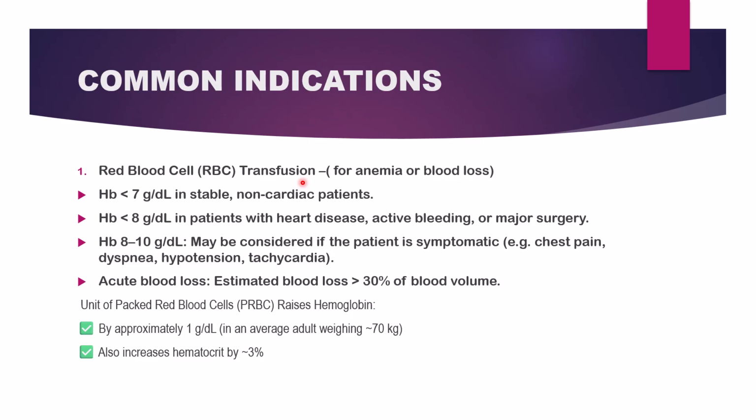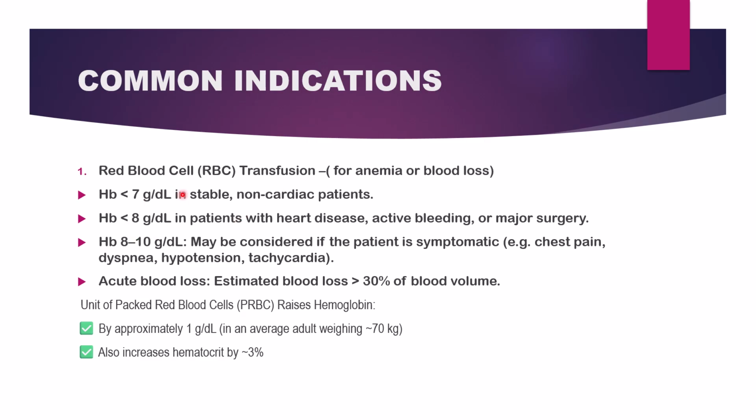So commonly the red blood cell transfusions are done for anemia and blood loss. So in anemia, a hemoglobin level below 12 for women and below 13 for men is considered anemic. The normal range of hemoglobin in men is 14 to 18 gram per deciliter and in females is 12 to 16 gram per deciliter.